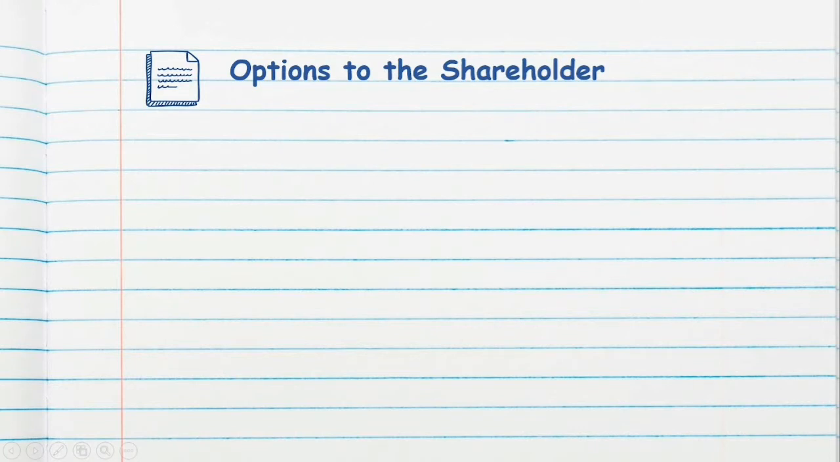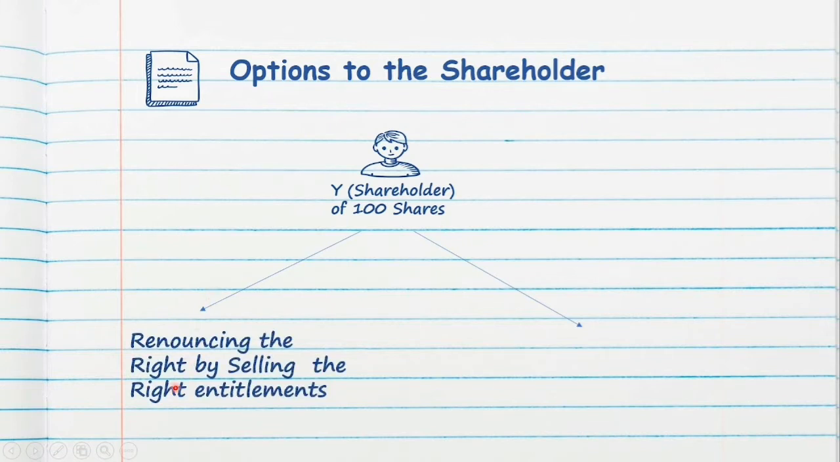So we'll see what are the options available to the shareholder in such a scenario, that is in case of a rights issue. Let's take the same example of Y, a shareholder of 100 shares. He has basically two options. One is to renounce the rights by selling the rights entitlements, and the second one will be to apply for the rights issue of shares.